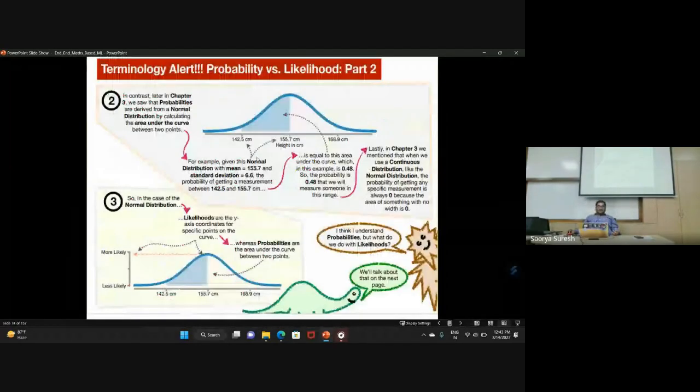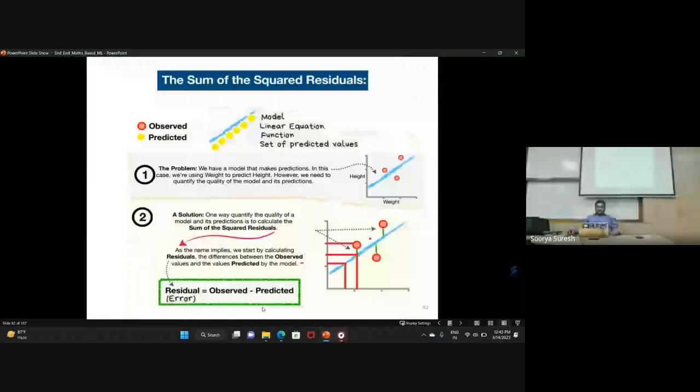There are metrics available. The residual, or error, is equal to observed minus predicted point. This is the observed value, and correspondingly the line says that this is the predicted point. Similarly, this is the observed point and this is the predicted point. The difference between these two we call the residual or error.